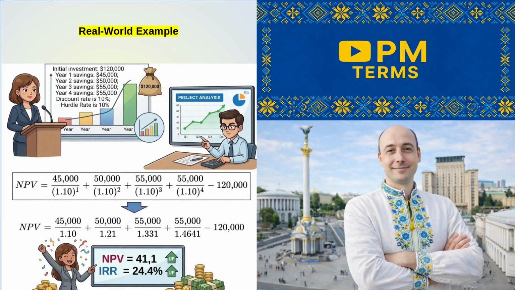Hurdle rate is 10%. After performing the calculations, NPV equals approximately 41.1. IRR equals 24.4%. The NPV is positive, which means the project creates financial value. The IRR is 24.4%, which is significantly higher than the 10% hurdle rate. Therefore, the project is financially attractive and should be approved.